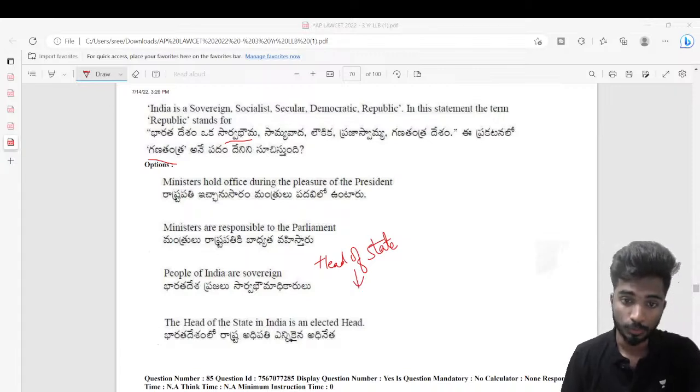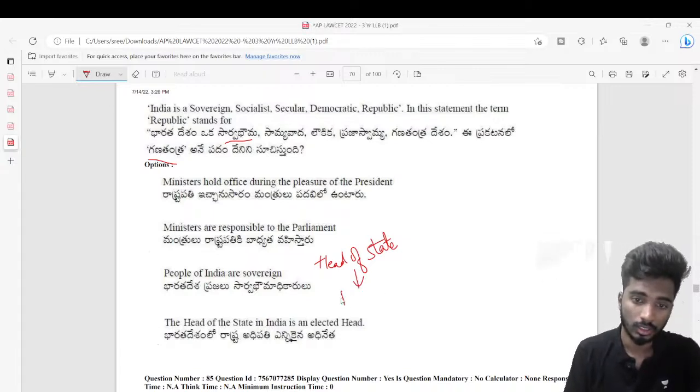President. So is the president appointed or elected?